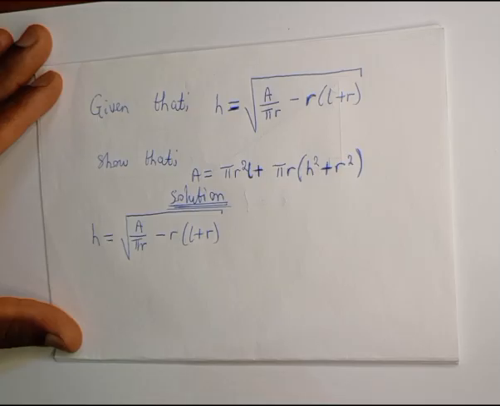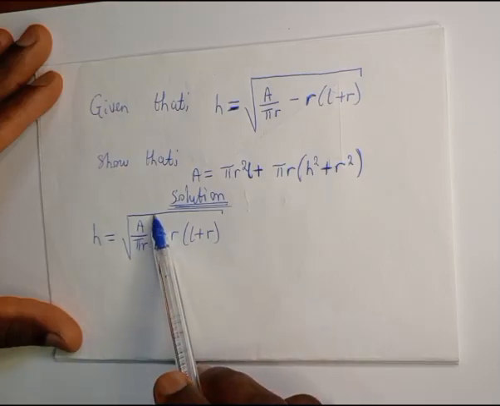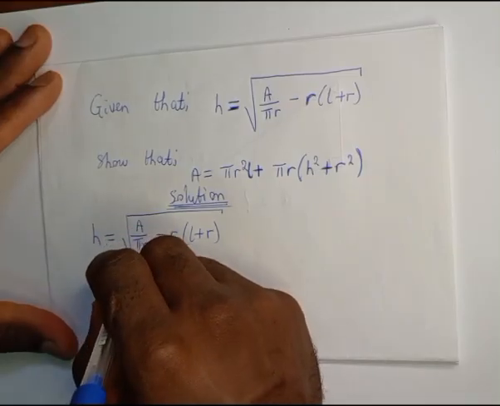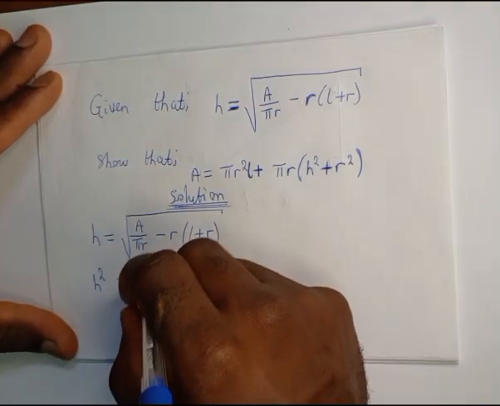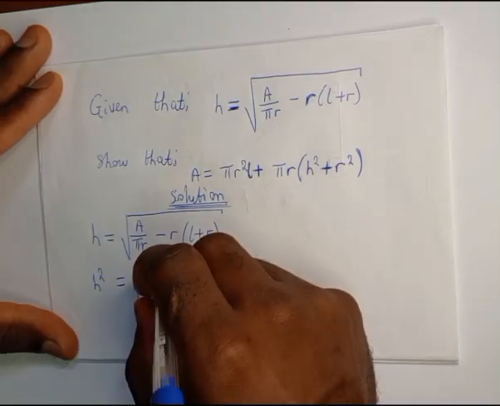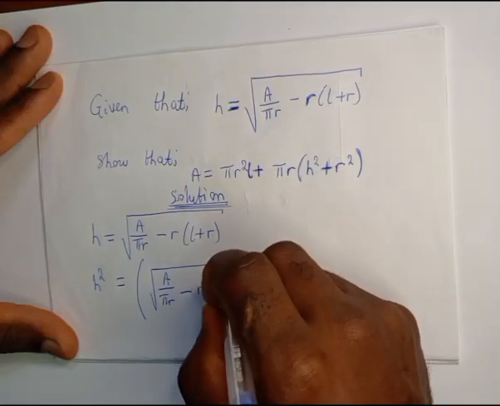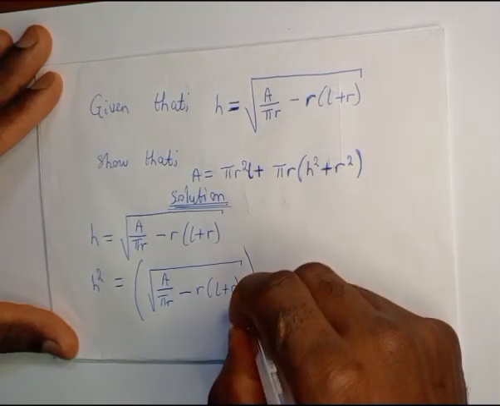Making A the subject of formula, that means we have to make A to be alone at the left hand side or at the right hand side of the given formula. First thing, we are going to start by squaring both sides. The reason why we are squaring both sides is simply because we want to eliminate the square root sign. H squared will be equal to the square root of A on pi r minus r times L plus r, all this squared.